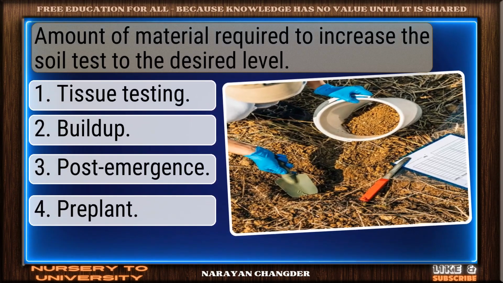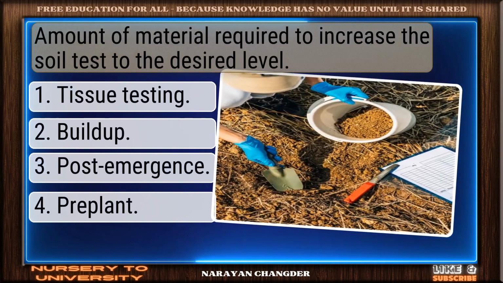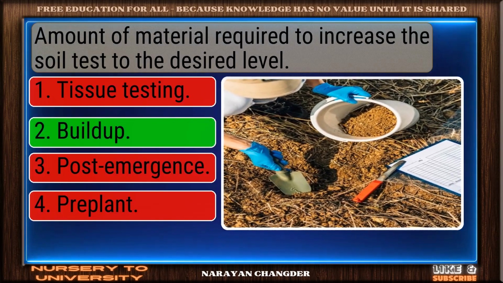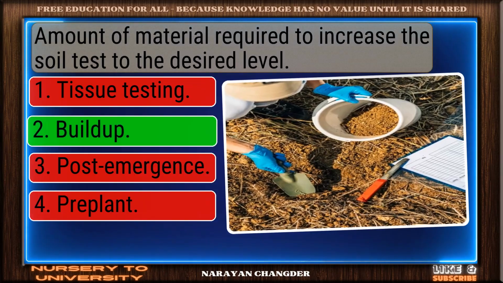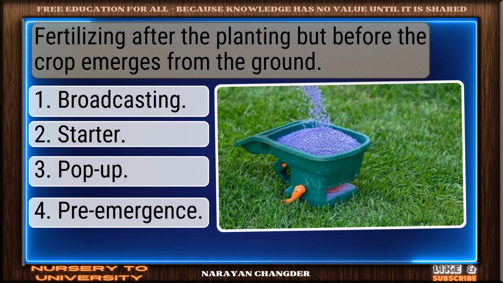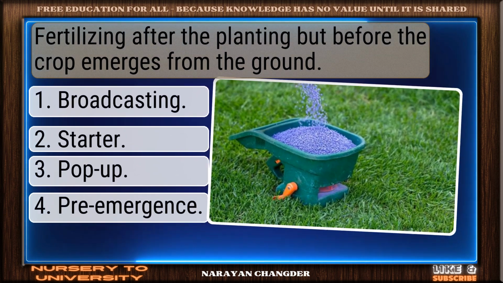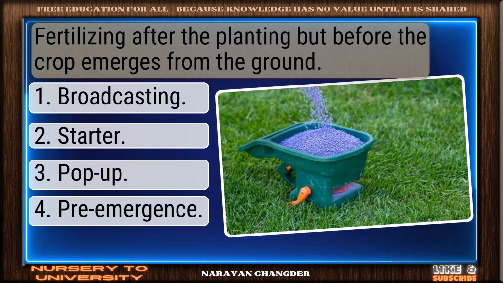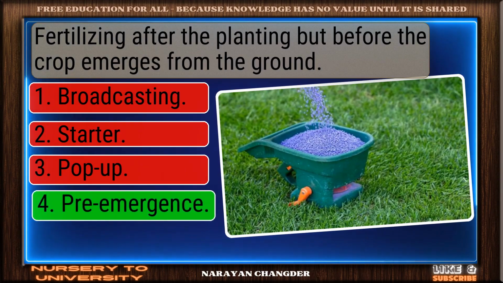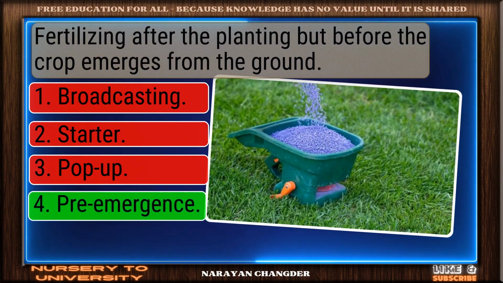Amount of material required to increase the soil test to the desired level. On track. Buildup is the correct answer. Fertilizing after the planting, but before the crop emerges from the ground. Great job. Pre-emergence is the accurate answer.